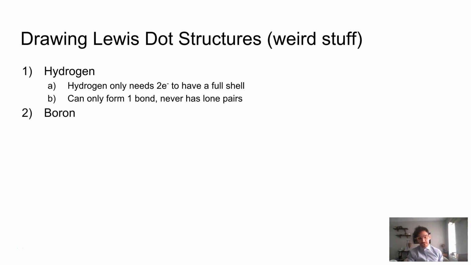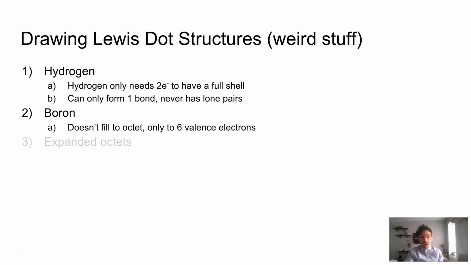Boron is another thing you should know about. Boron's a weirdo because it doesn't need to fill up its octet. It's pretty happy with only 6 valence electrons. So you can find boron with just 3 bonds and it'll be like, that's cool, I'm good.